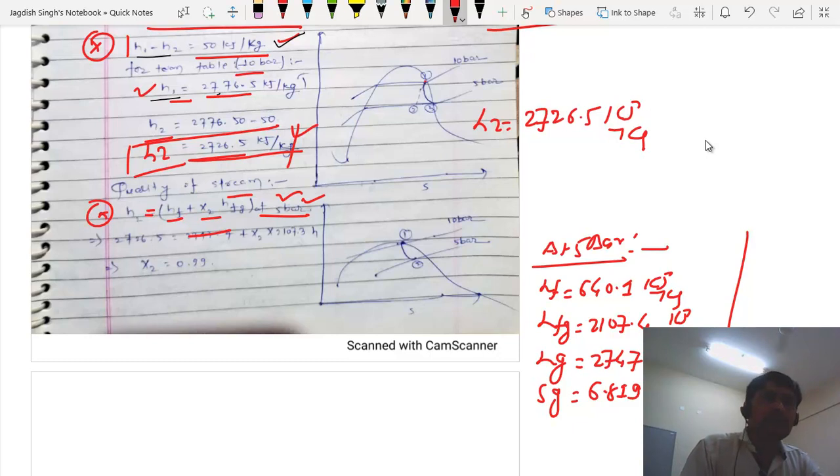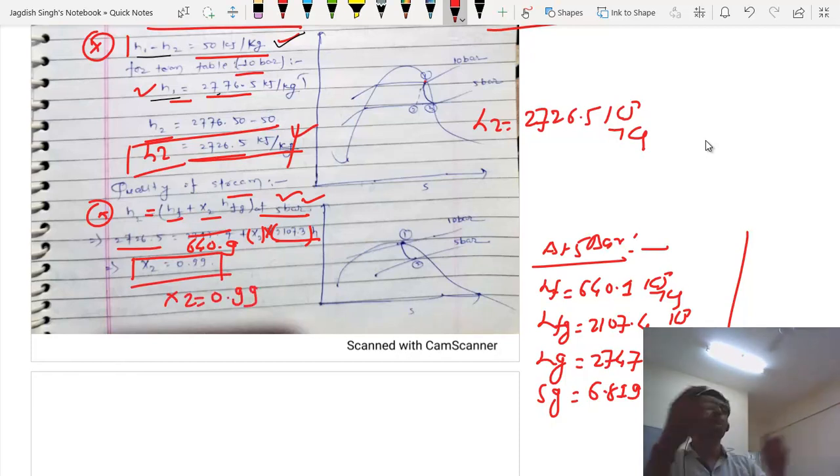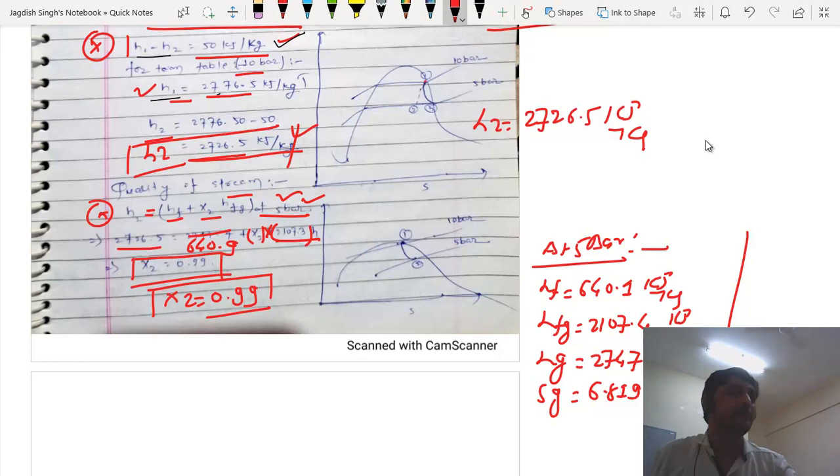The H2 we have calculated is 2726.5, and Hf is 640.1, so 2726.5 equals 640.1 plus x2 into Hfg, where Hfg is 2107.4. From this, x2 is 0.99. So this is the quality of the steam. That means at the exit of the nozzle, the quality is very close to dry saturated, but it is not dry saturated.